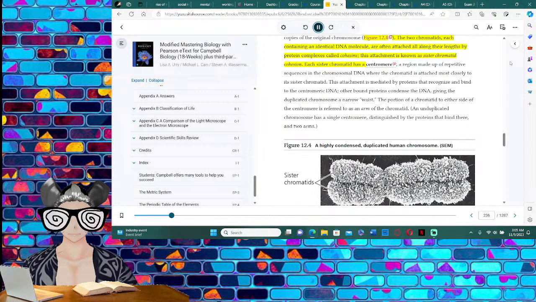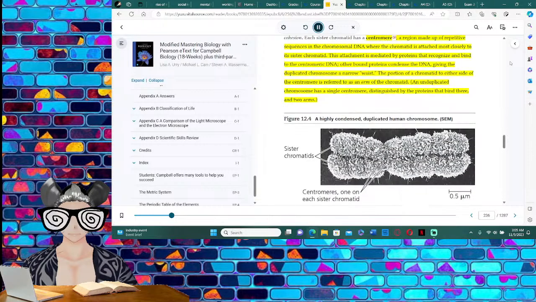Figure 12.4. The two chromatids, each containing an identical DNA molecule, are often attached all along their lengths by protein complexes called cohesins. This attachment is known as sister chromatid cohesion. Each sister chromatid has a centromere, a region made up of repetitive sequences in the chromosomal DNA where the chromatid is attached most closely to its sister chromatid. This attachment is mediated by proteins that recognize and bind to the centromeric DNA.